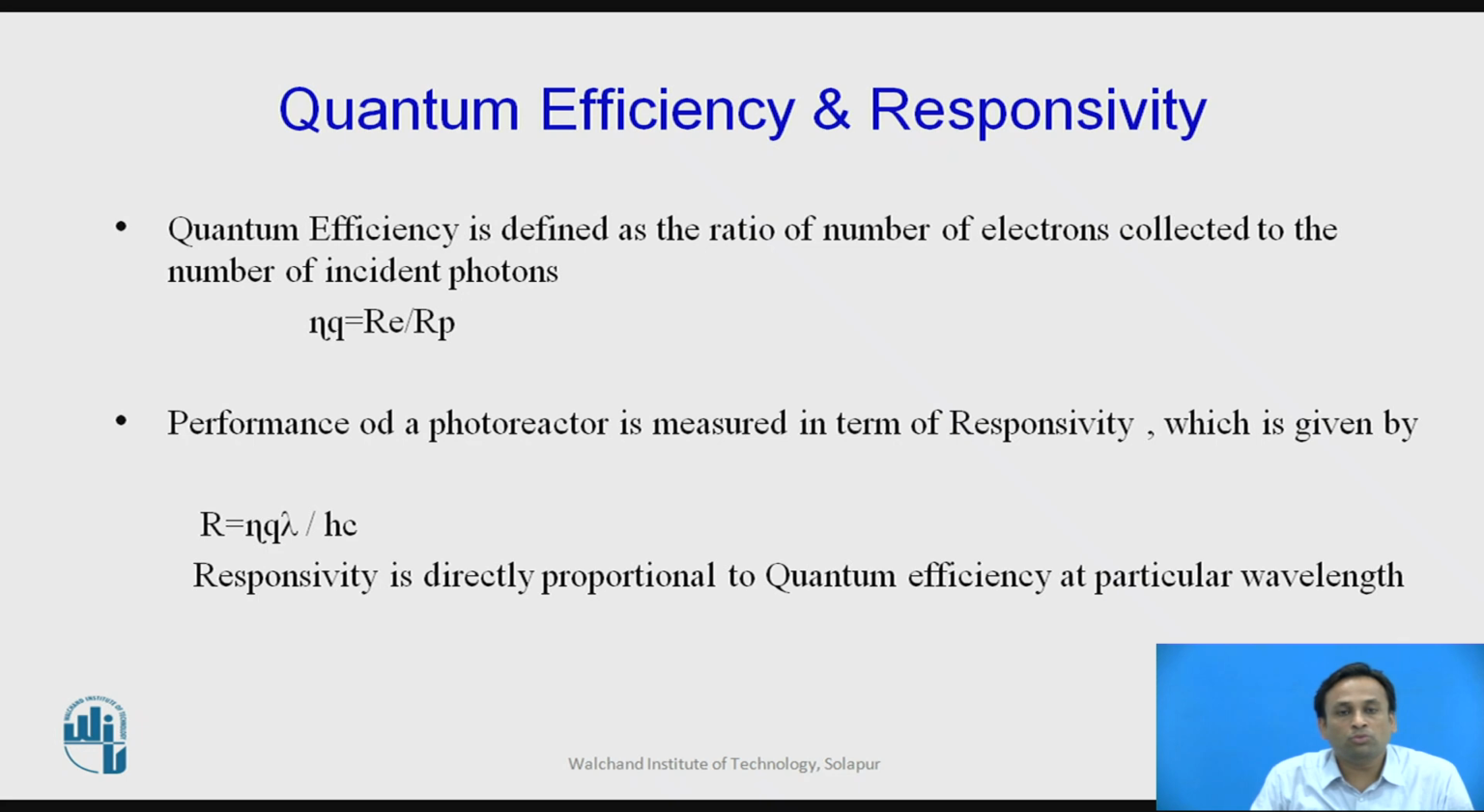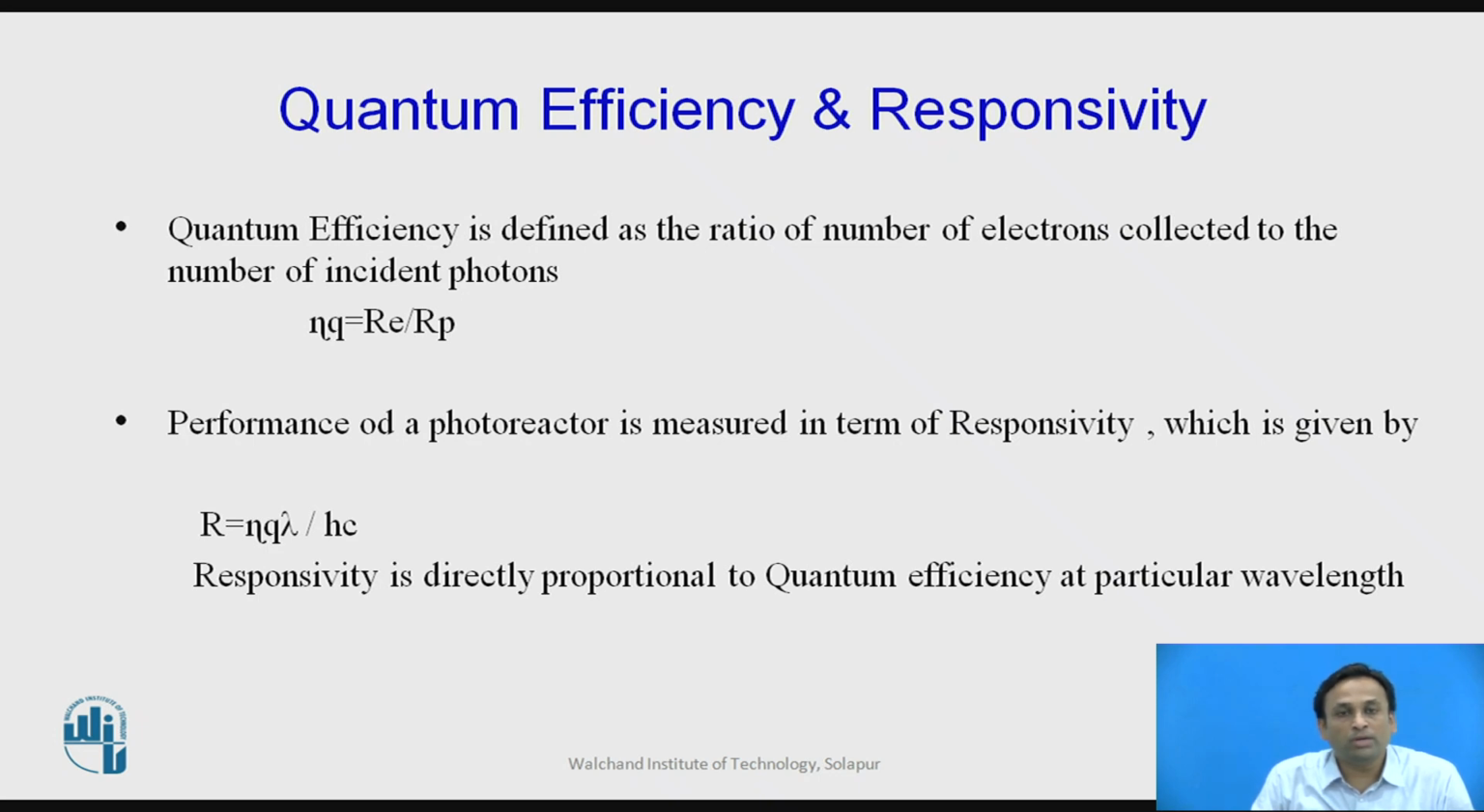From those we need to calculate the quantum efficiency and the responsivity. Quantum efficiency alone can't determine the efficiency of a detector. We also have to calculate the response of the detector, how fast it is and its sensitivity, so that whenever there is a change in the input, the output also changes accordingly.